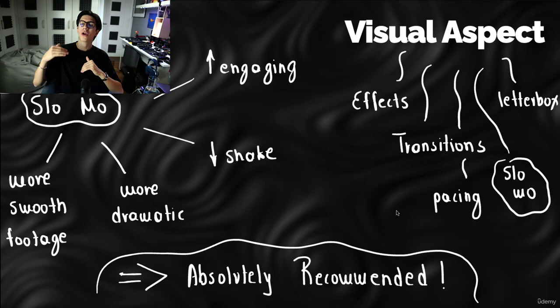Obviously, it creates more engaging videos. As we discussed in the stabilization lesson of this course, it diminishes minor shakes. So the more you slow down a clip, the less shaky it will be. Again, it increases the dramaticness of a video and provides us with smoother footage. All in all, it is absolutely recommended for you to slow down your B-roll clips.